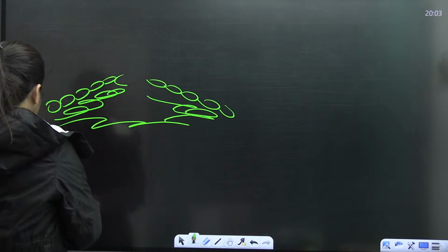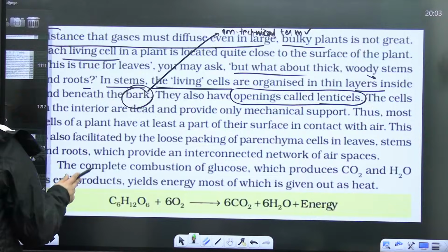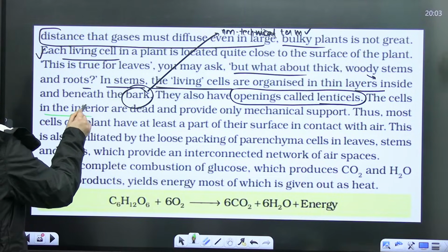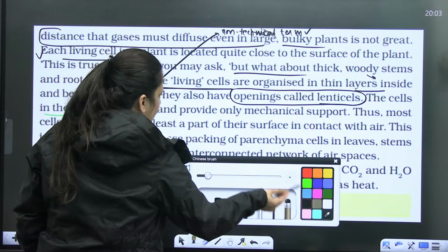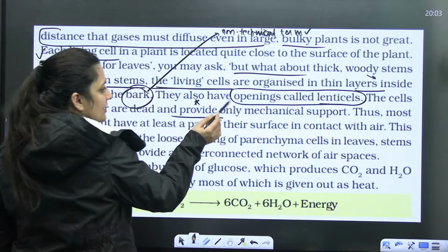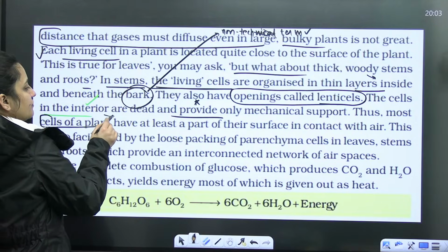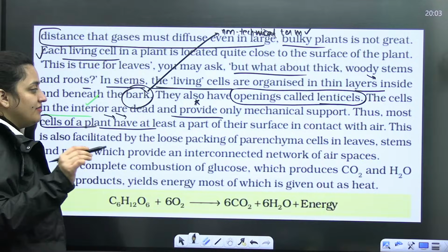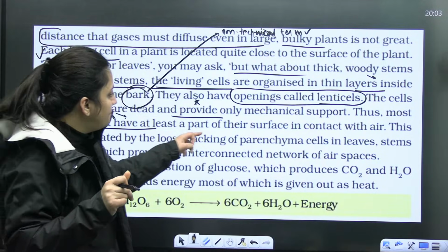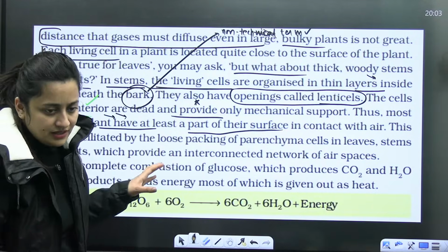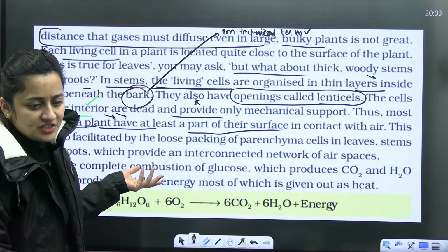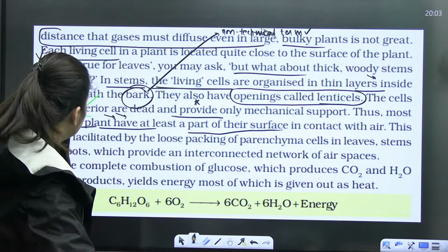Okay, so this part is clear, everybody. So lenticels: cells in the interior are dead. They are dead and provide only mechanical support. Thus, most of the cells of a plant have at least a part of their surface in contact with air. That's why they don't need a special respiratory organ. Their demand is also less, right?